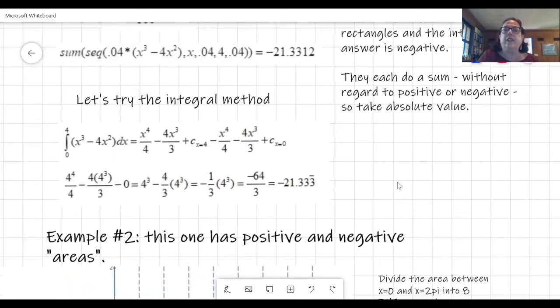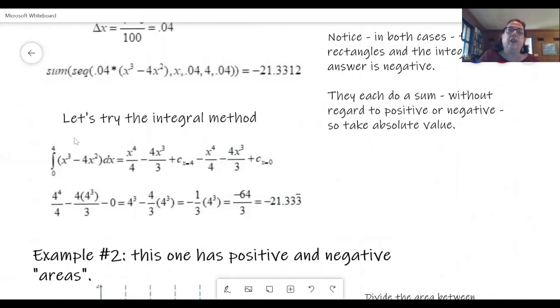So let's try the integral method. We're taking the integral from 0 to 4 of our function, x cubed minus 4x squared. And the way we do that is find the antiderivative. So the antiderivative of x cubed is x to the 4th divided by 4. And the antiderivative of negative 4x squared is negative 4x cubed divided by 3.